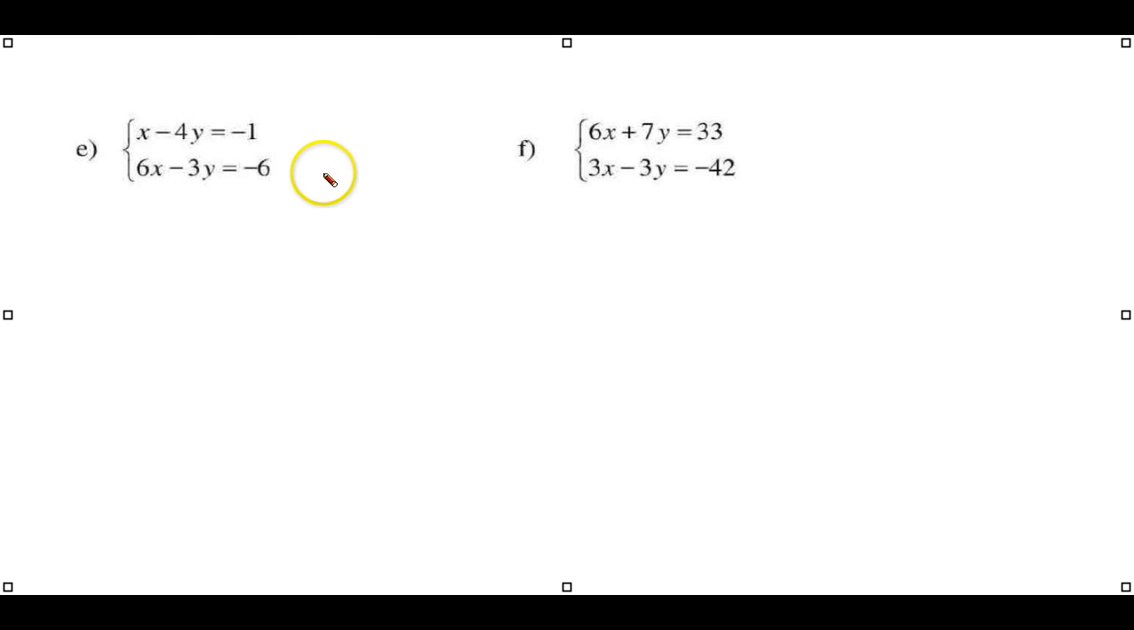Now, to save time, I'm not going to do every single one, but we'll look at some that are different, like in letter F. Now, you're told to do this by substitution, and there is no term that is just a plain x or y. So if you are told to do it this way, what you would need to do is divide everything here by 3.